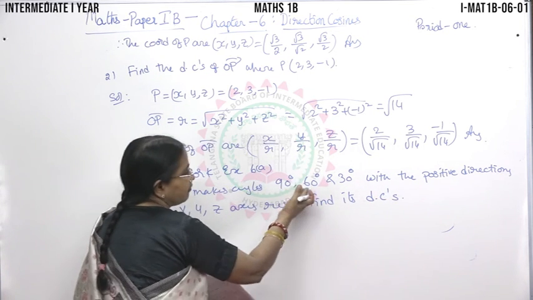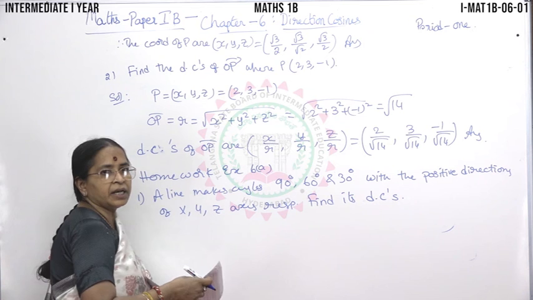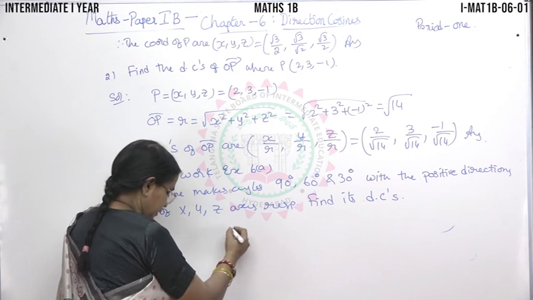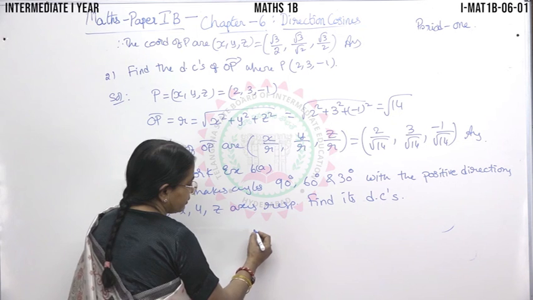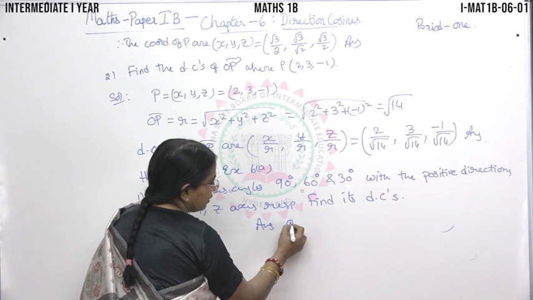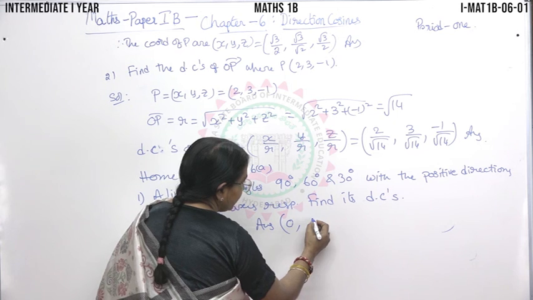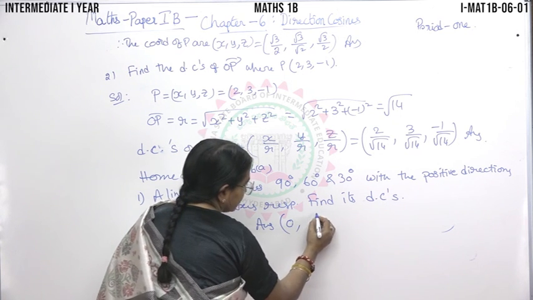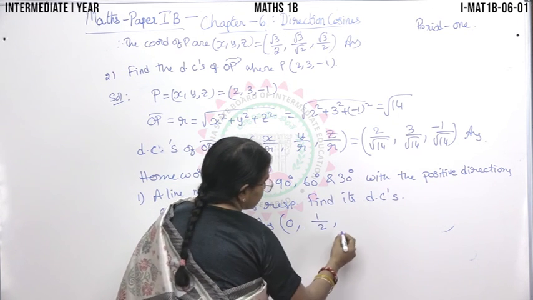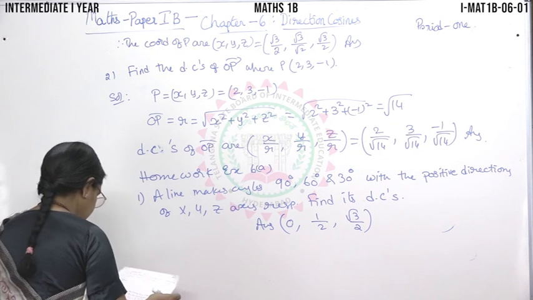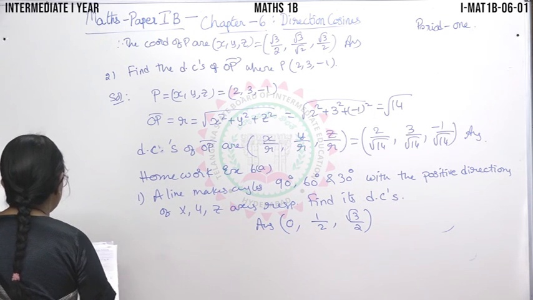So these are alpha, beta and gamma. So the direction cosines are cos alpha, cos beta and cos gamma. You can write L, M, N is equal to cos alpha, cos beta, cos gamma. So cos 90 is 0, cos 60 is 1 by 2, and then cos 30 degrees is root 3 by 2. So these are the values. So you can just try this problem, write the steps properly.